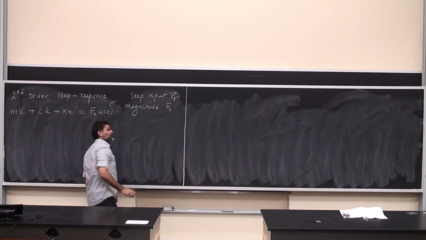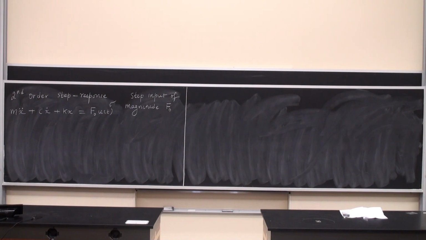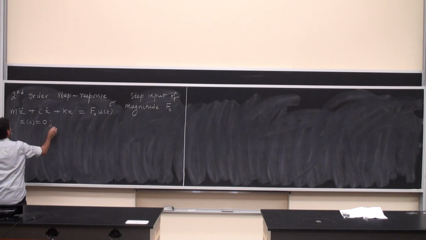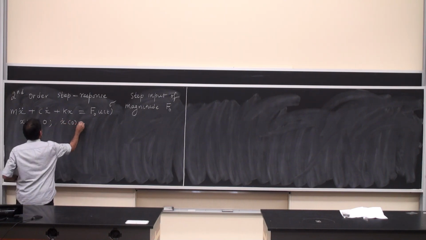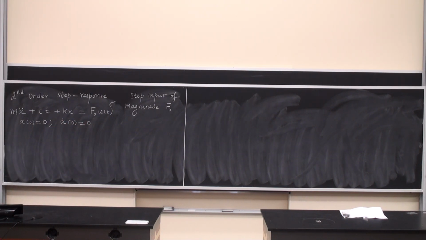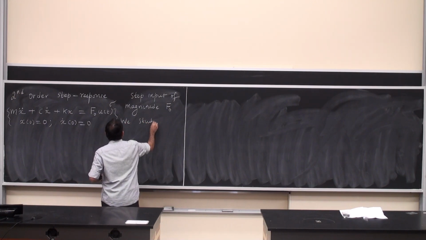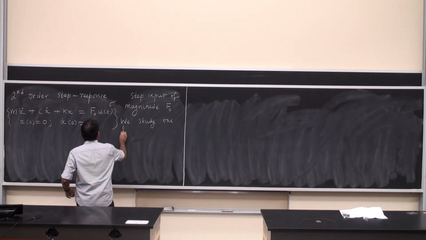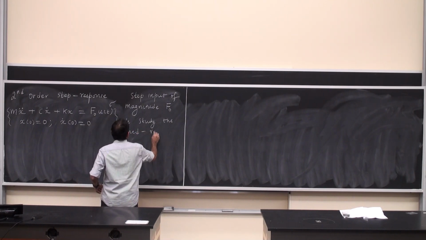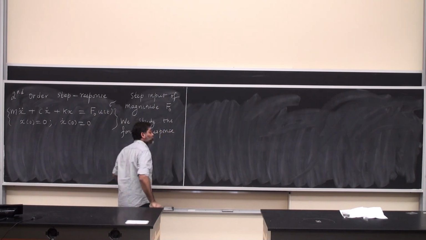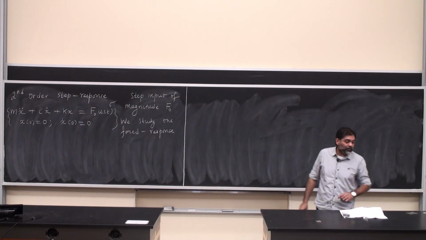And we're going to consider only the forced response of the system because we already know what the free response is. So for us, x of 0 is 0, x dot of 0 is 0. So we are studying the forced response. We already have studied the free response, so we don't need to dwell on that again.